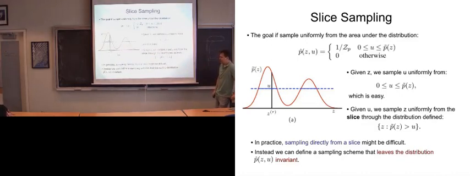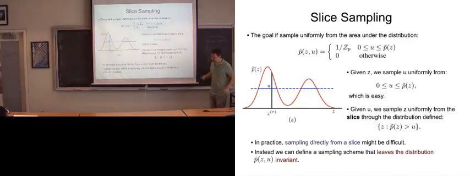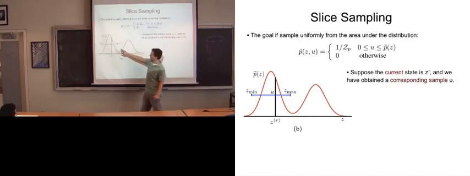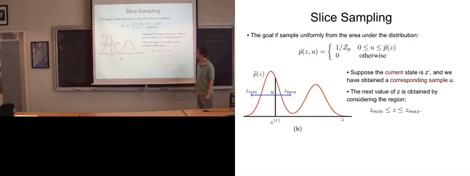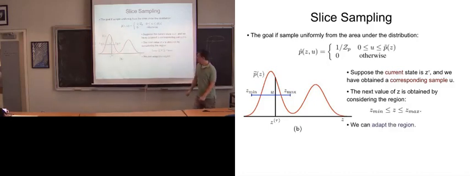In practice, sampling directly from a slice might be difficult, so this might be a difficult operation. So you can define a sampling scheme that leaves the distribution invariant. Let's look at the adaptive scheme. Suppose the current state is Z, and we've obtained a corresponding sample U. Then you can define the adaptive scheme. The next value Z is obtained by considering some predefined region. You look at that region, and you can sample from that region.